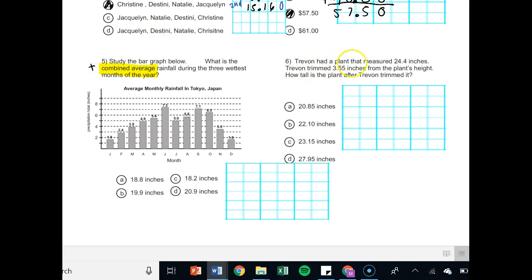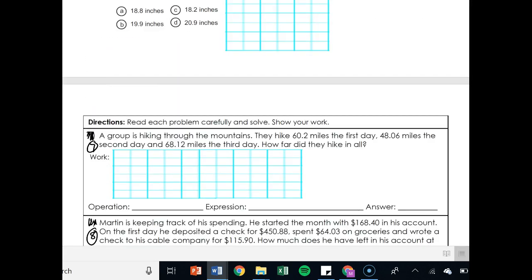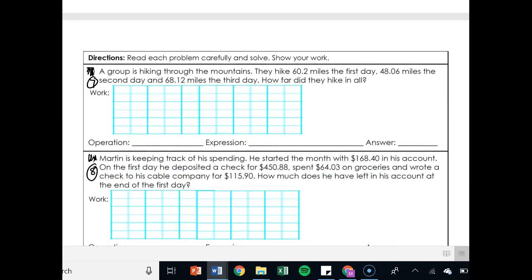It says Trayvon had planted a plant that measured 24.4 inches. He trimmed it 3.55 inches. Trimming is like cutting. Cutting is like subtraction, right? So addition on 5, subtraction on 6. Let's go to the back side. For problem number 7, I'm going to let you do this on your own as well.